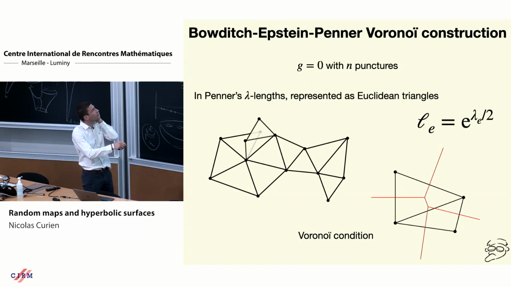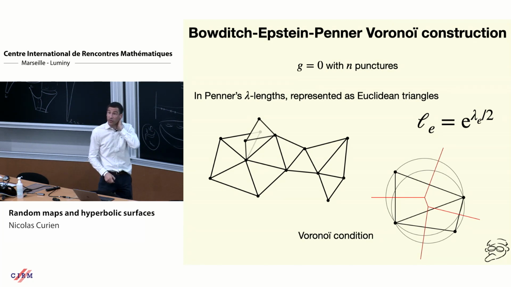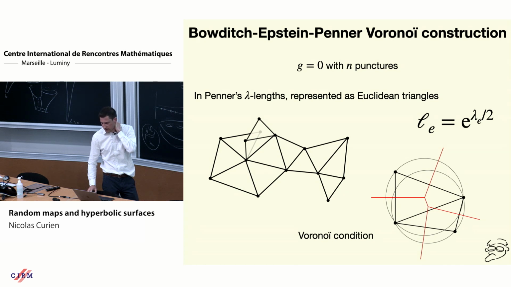There are different ways to see that. Either this red part here has to be present, meaning that if you take all the mediatrices, the bisectors, this part has to be present, or equivalently that the circumcircle of this triangle should not include this point, and vice versa. So it's a local constraint. Okay, and so you have a tree decorated with labels which are these lambda lengths. Well, this is the same as for Schaeffer.